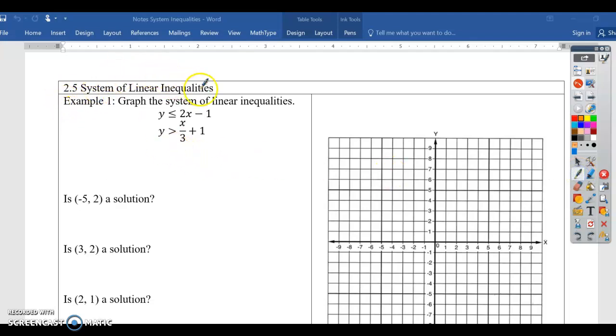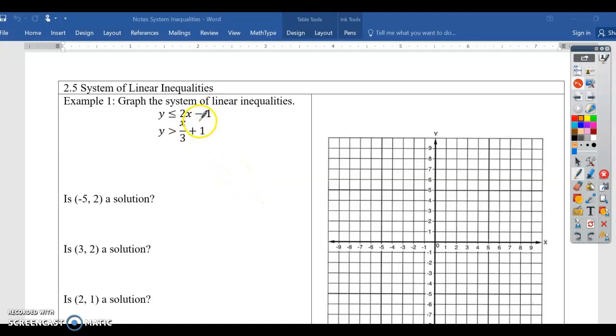Today's topic is system of linear inequalities. So we already know what a system is, and a system is just two equations or two inequalities. And now we're going to graph linear inequalities. So we graph inequalities the same way we graph equations.